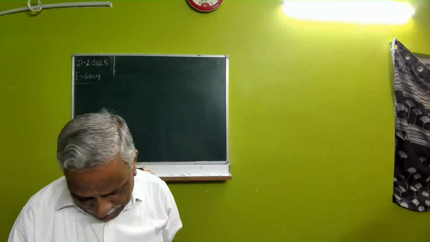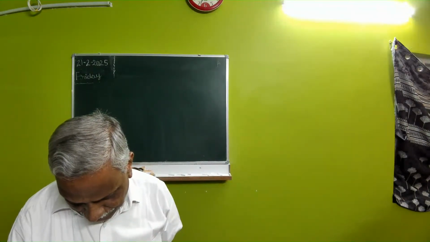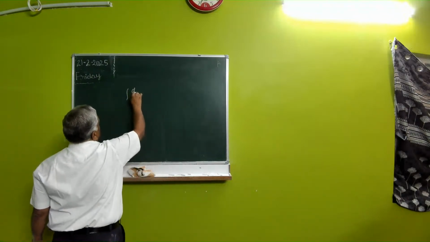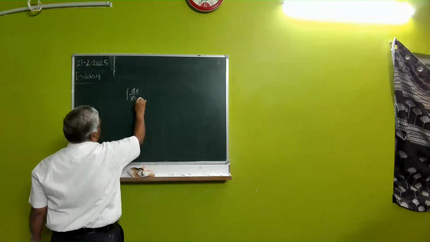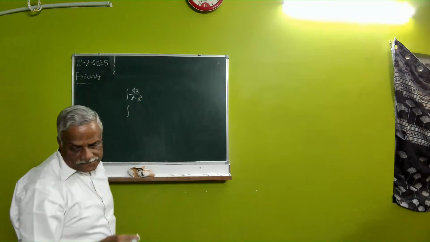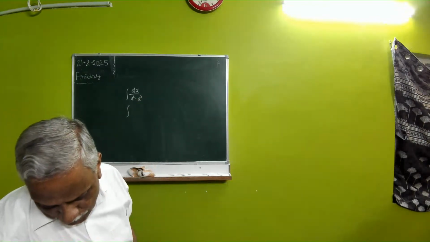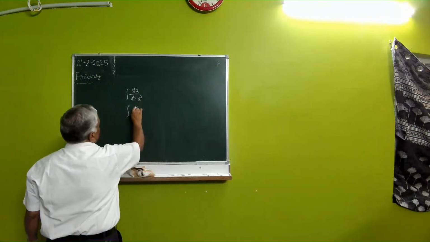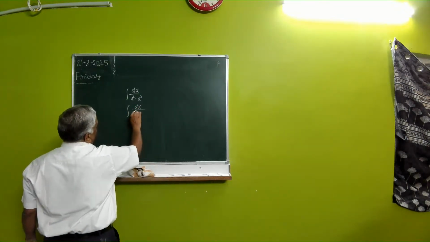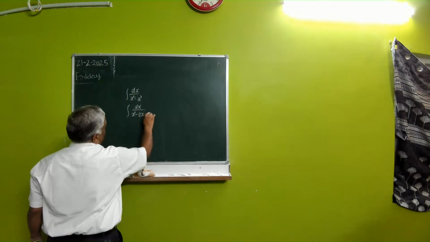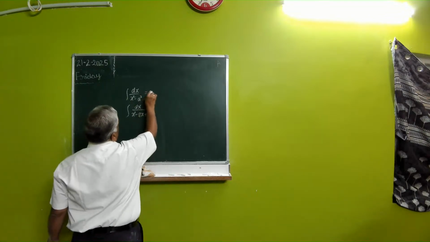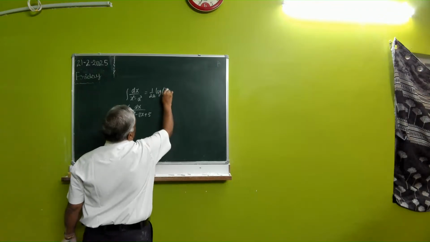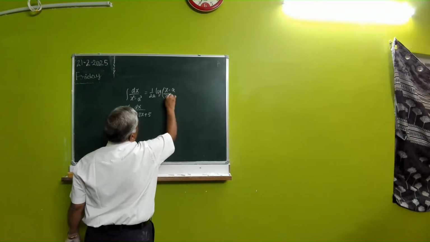Actually, that year the exam was held in August. So the problem is dx over x square minus a square, and you have to evaluate dx over x square minus 8x plus 5. This already we have done: 1 by 2a log of x minus a over x plus a plus c.